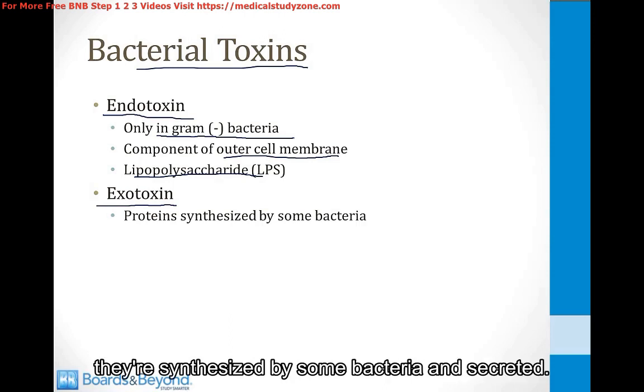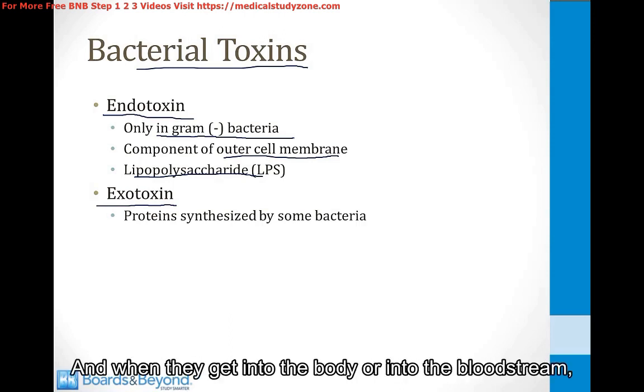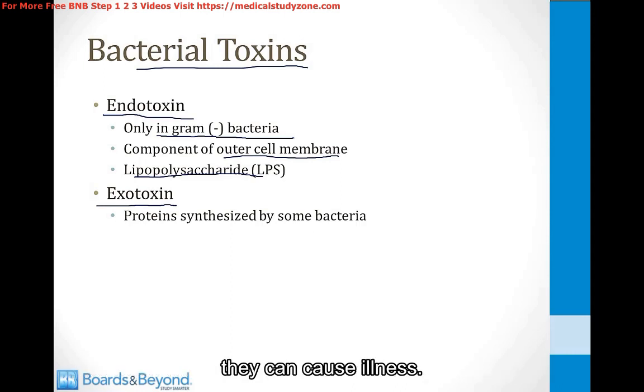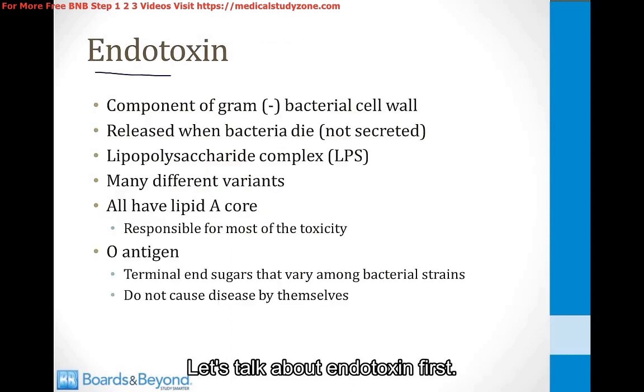Exotoxins are proteins. They're synthesized by some bacteria and secreted, and when they get into the body or into the bloodstream, they can cause illness. Let's talk about endotoxin first.